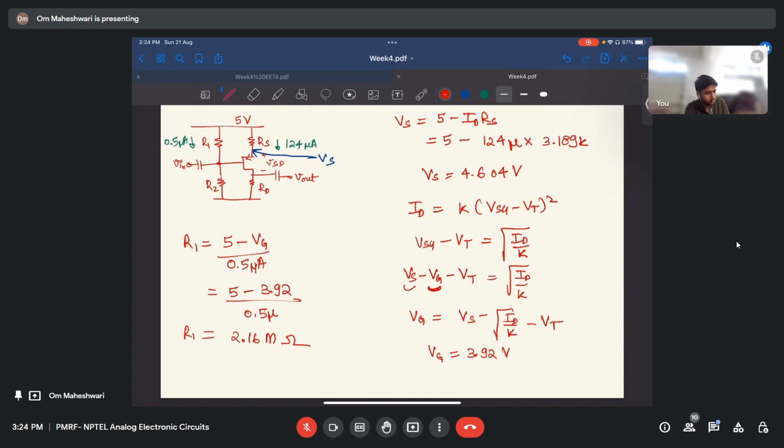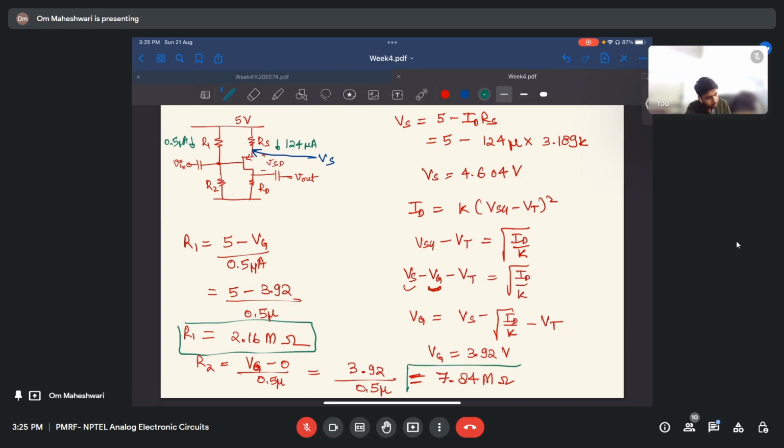So let us find R2 also here because it will be asked in the next question. So R2 will be (Vg minus 0) divided by 0.5 micro. R2 equals Vg minus 0 by 0.5 micro, 3.92 by 0.5 micro. So R2 will be 7.84 mega ohms. So this is R1 and this is R2.